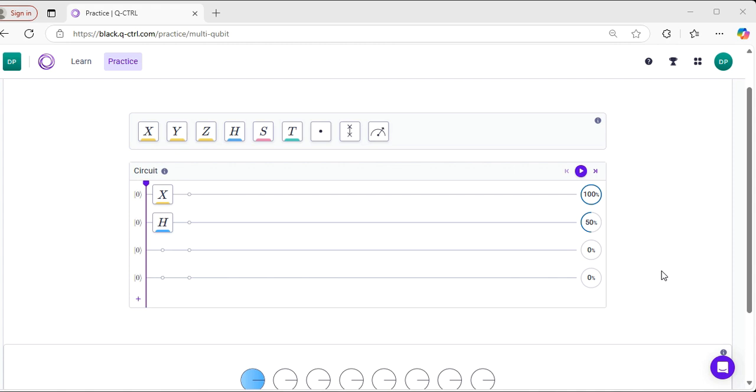Hey guys, I want to make a quick video here. All right, we're going to work with two qubits, right? This is the first qubit. This is the second qubit.